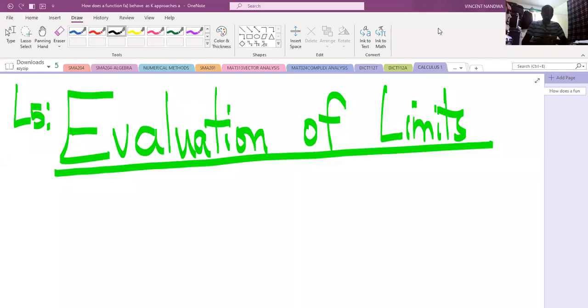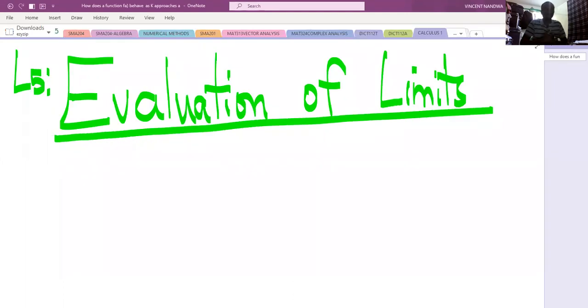Welcome to this class. As promised in the previous session, we are going to apply the properties of the laws of limits that we stated. There are a number of ways of finding or evaluating limits of functions. The first thing that must always be on your fingertips before you start struggling to solve any problem on limits is to do what we call direct substitution.